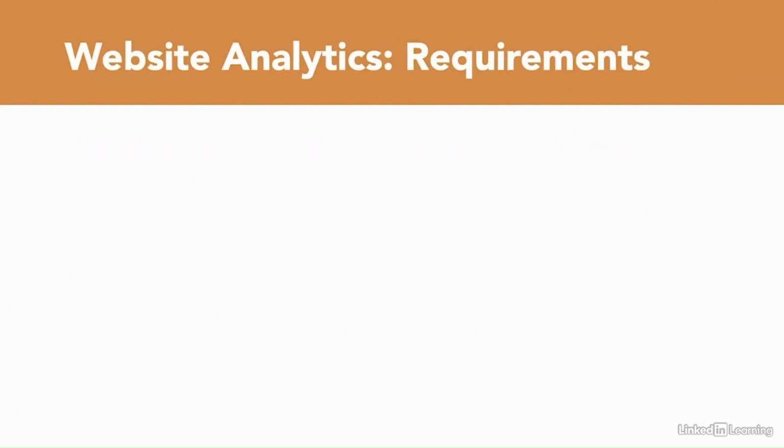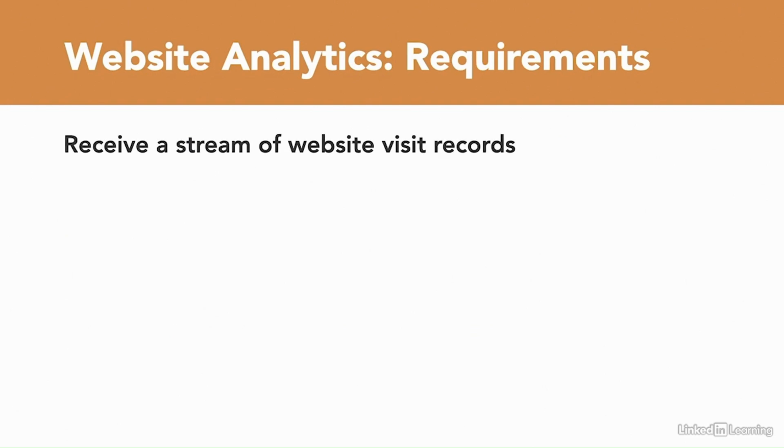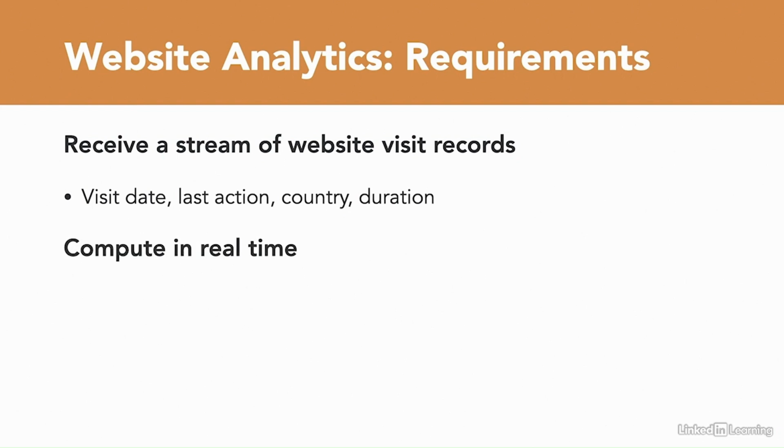To enable this real-time analytics, we need to build a pipeline that will receive a stream of website visit records. For each user who visits this website, the stream will have one record. The record will contain the visit date, the last action performed by the user, the country from where the browser session was initiated, and the duration of the visit. Using this information, we need to compute the following in real time.